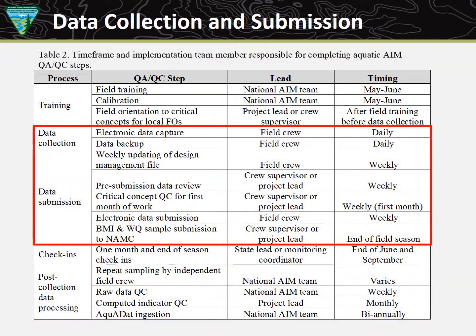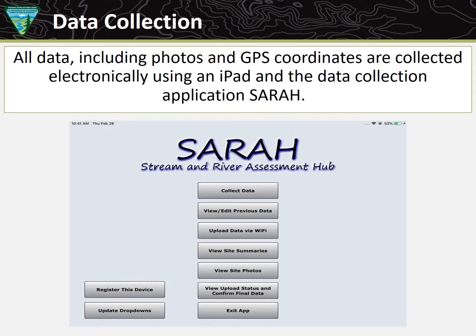The next steps in the Aquatic AIM QA/QC process occur during data collection and submission. QA/QC occurs during data collection through electronic data capture and data backup. All data, including photos and GPS coordinates, are collected electronically using an iPad in the data collection application SARA.